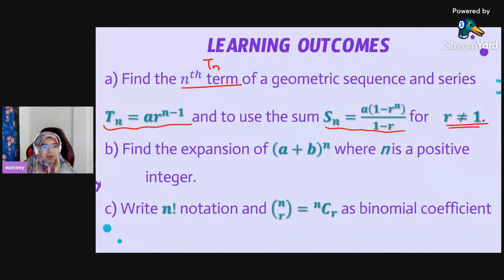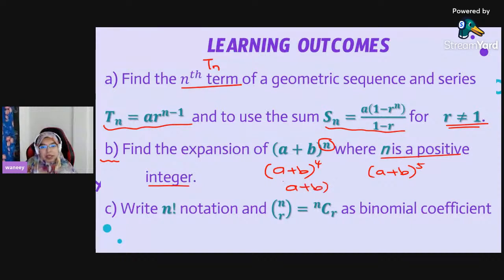After that, we are going to start a new subtopic, which is to find the expansion of (a plus b) to the power of n, where n is a positive integer. We are going to try to expand, for example, (a plus b) to the power of 4, (a plus b) to the power of 5, and then (a plus b) to the power of 6, and so on.